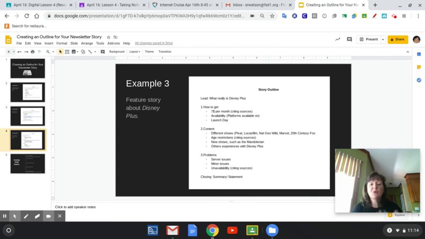Three is the minimum number of chunks or body paragraphs. Some of those may be broken into more paragraphs later, but the three chunks of information or reasons you want to share need some details under them. You can have more than three, but three is the minimum.